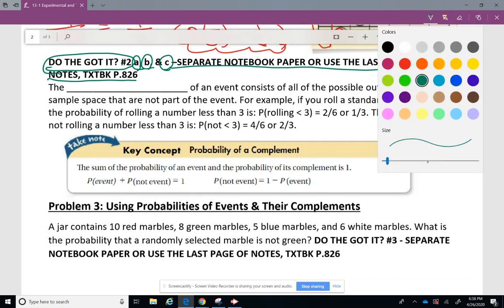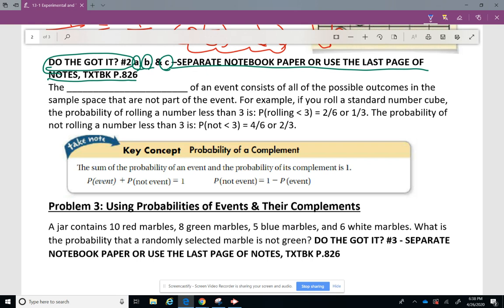But before we go to the third problem, there's a term you need to know, and it's called complement, C-O-M-P-L-E-M-E-N-T. And you know how whenever we were doing angles, 40 and 50 were complementary angles because they added up to be 90 degrees. This is not that kind of complement, but it's spelled the same way. The complement of an event consists of all the possible outcomes in the sample space that are not part of the event.